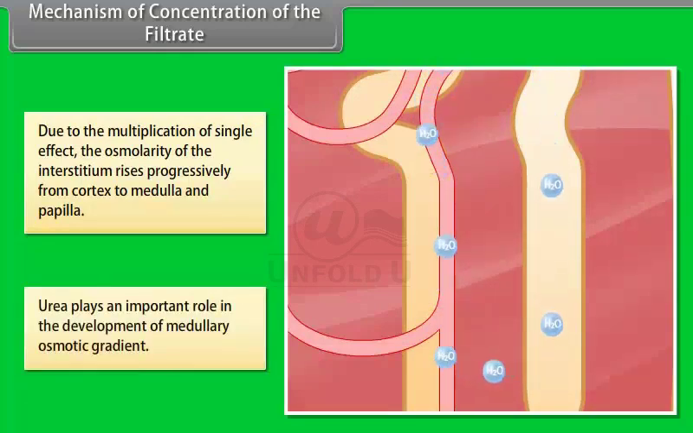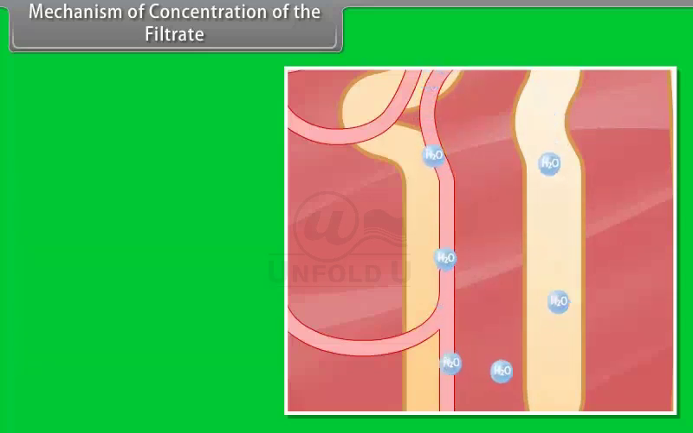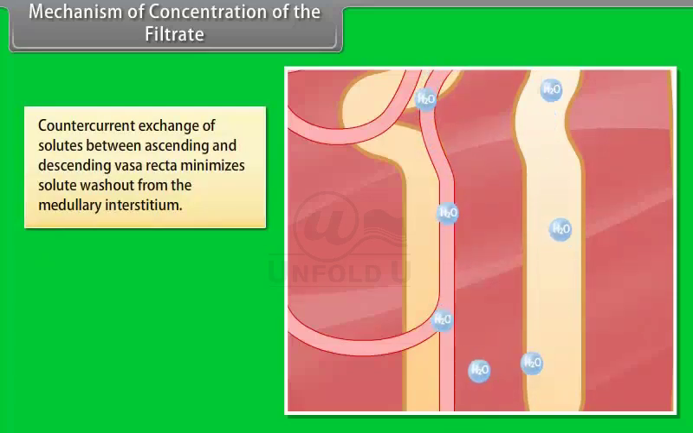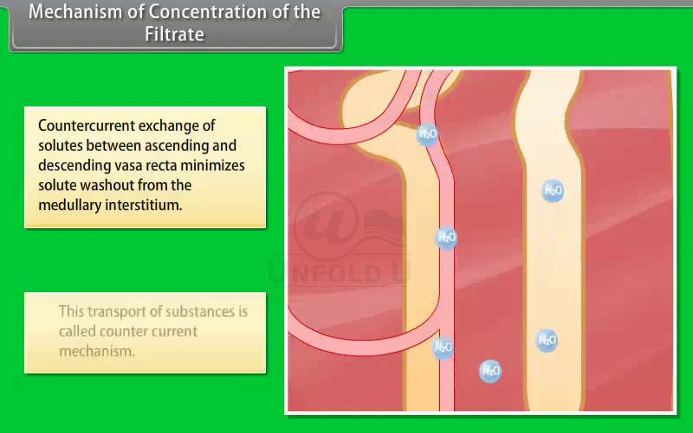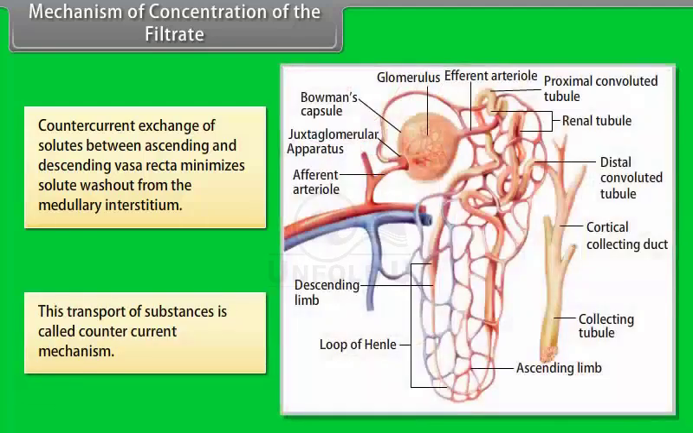Urea plays an important role in the development of the medullary osmotic gradient. Countercurrent exchange of solutes between ascending and descending vasa recta minimizes solute washout from the medullary interstitium. This transport of substances is called the countercurrent mechanism.